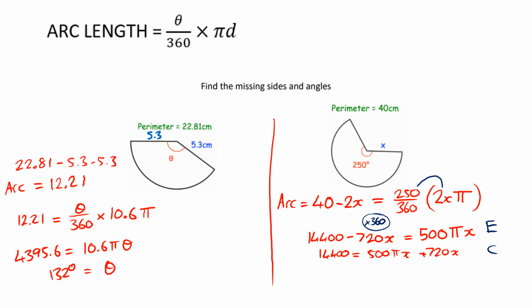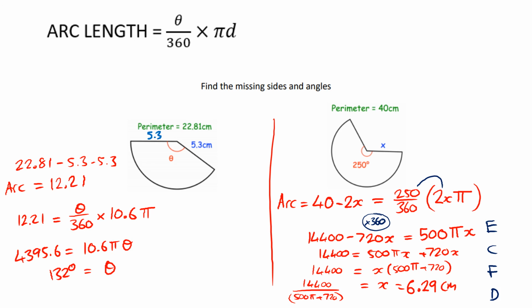What do we do next? We factorize, we take out that factor of x. So 500 pi plus 720. And what's our last step? It's our d, it's our divide. So we're going to say that x is equal to this 14,400 divided by this 500 pi plus 720. So let's type all that in. And we'll get there that x is 6.29 centimeters. What a question to finish this topic.